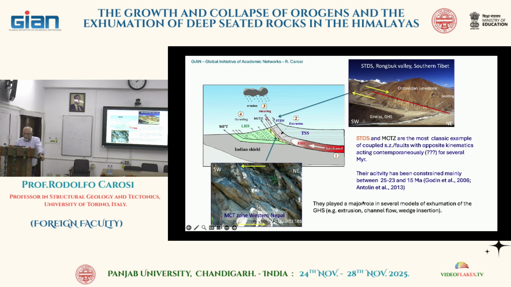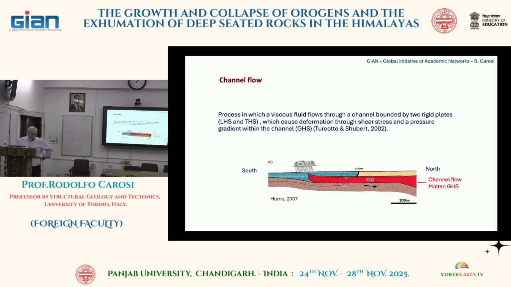And these two faults played a major role in several models of exhumation of the GHS, such as extrusion, channel flow, wedge insertion. Okay, if we take a close look at the channel flow, we spoke a little bit about this before. According to channel flow, the rocks, molten rocks below Tibet, flow towards the south, and they go to the surface only by focused erosion.